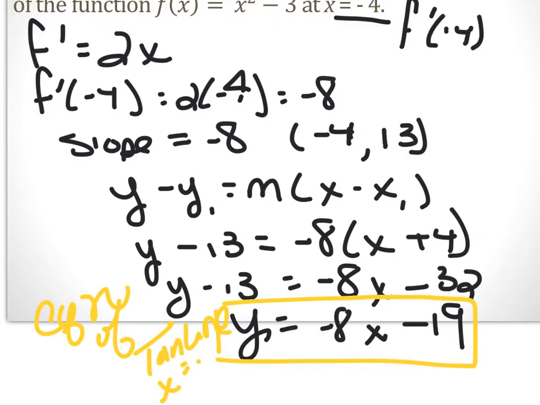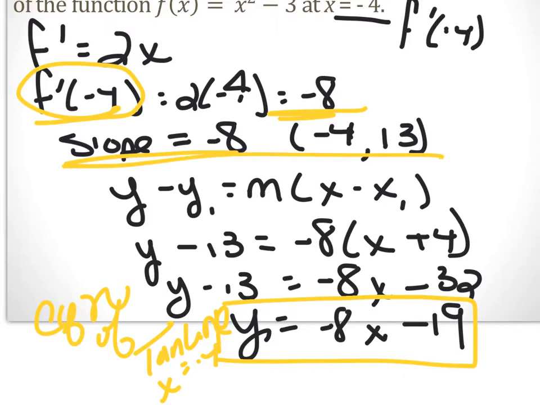at x equals -4. So we went and found the slope by substituting it into the derivative. That's the slope of the tangent line. We got that. Then we go ahead through and find the equation of a line.